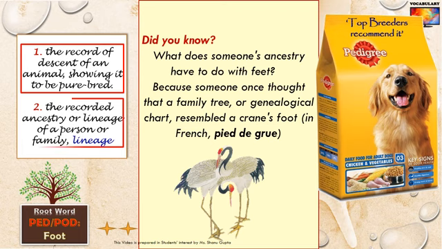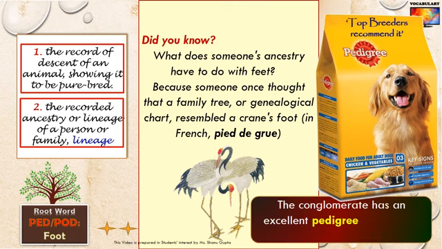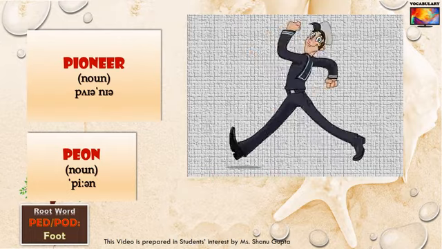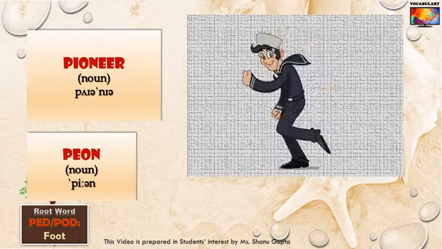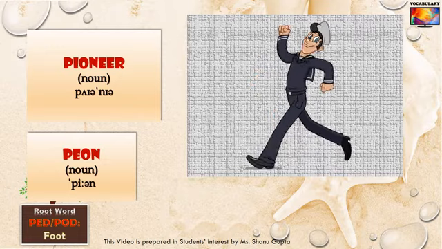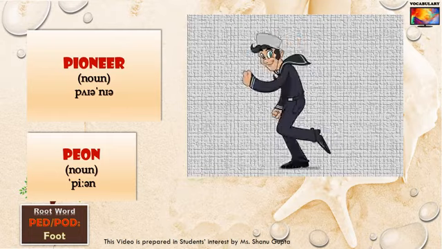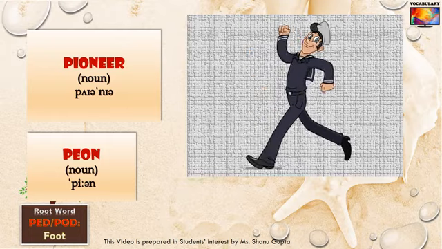Not only for animals, the same word can be used for humans and other entities as well. The recorded ancestry or lineage of a person or family is also termed pedigree, though I might prefer the word lineage instead. An example sentence would be, the conglomerate has an excellent pedigree with over a century in business. Now quickly, two words that deserve a mention as they are derived from the same root ped, though they don't have ped in their spellings. Sometimes it's just amazing to know that one single root can branch out into words with totally different meanings.